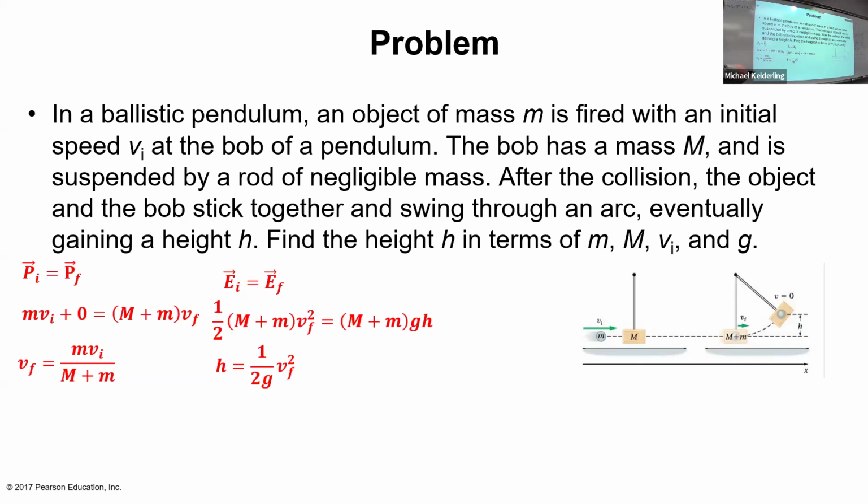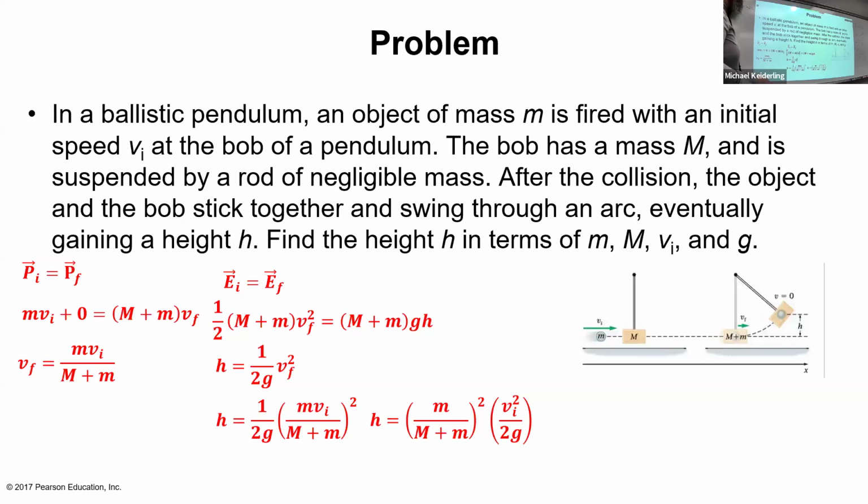Just divided both sides by big M plus little m times g. So h equals 1 over 2g times m v initial over big M plus little m, squared. So that can be rewritten as h equals little m over big M plus little m quantity squared times v initial squared over 2g.